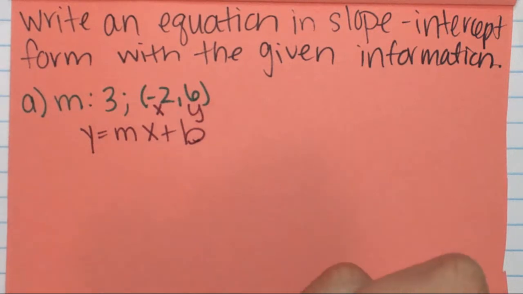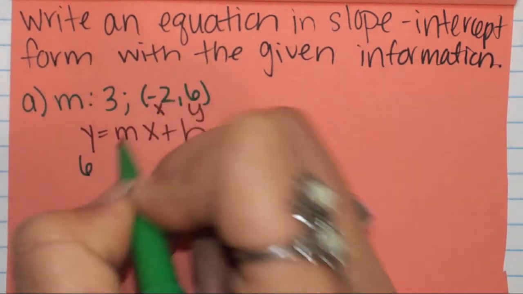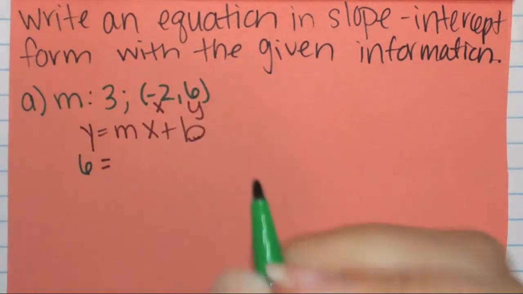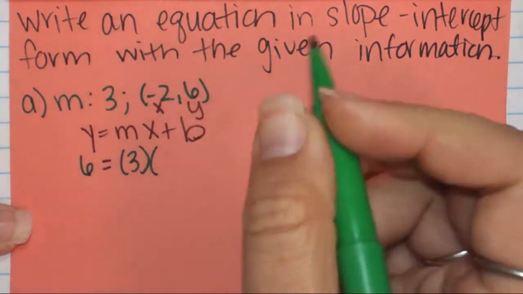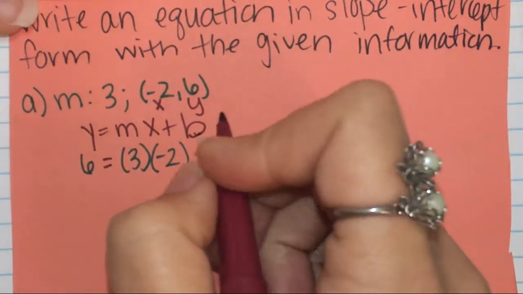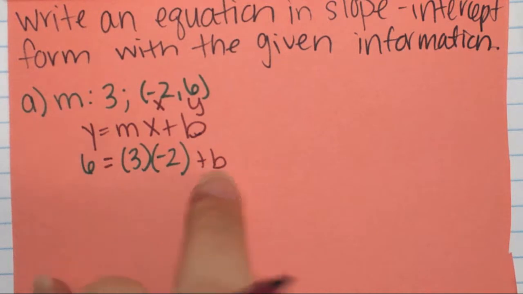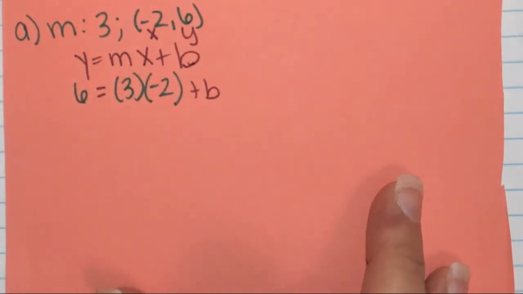So what are we going to plug in for y? 6. Take a point. And what are we going to plug in for m? 3. Take a point. And what are we going to plug in for x? Negative 2. Take a point. And then we just write plus b, because that's what we need to find. We're still looking for our y-intercept. So everybody with me? Okay.